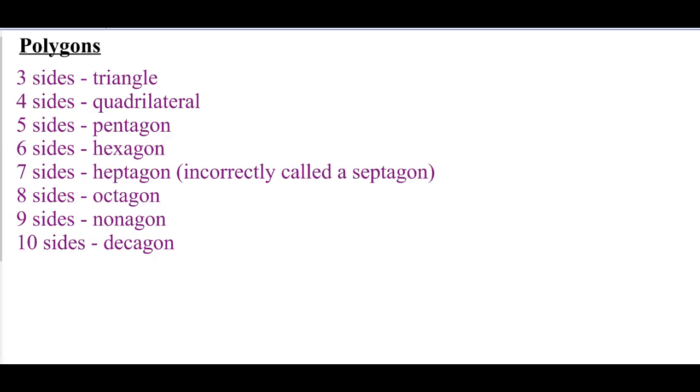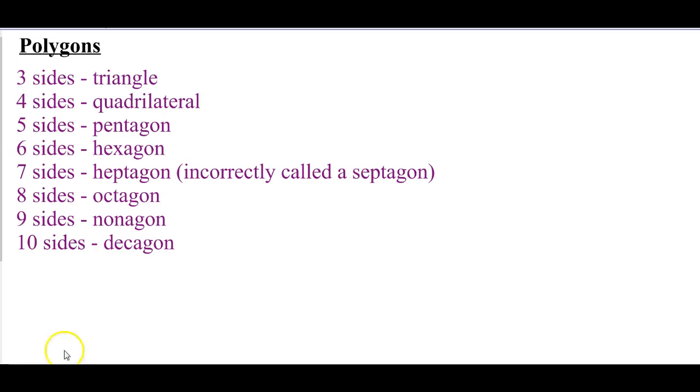Welcome. This is my lecture on section 15.1 about interior and exterior angles of polygons. First of all, the definition of a polygon. A polygon is a closed figure made up of straight line segments.